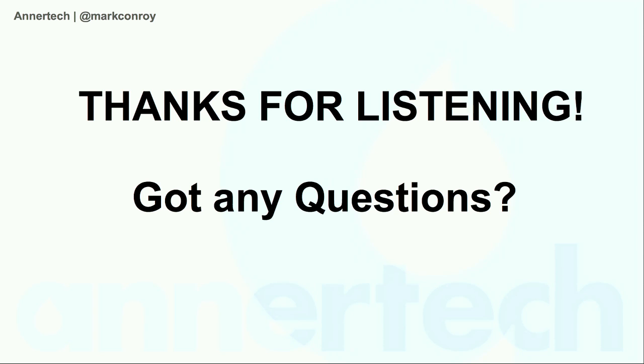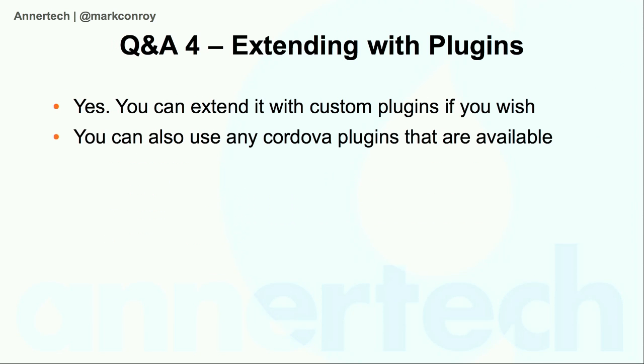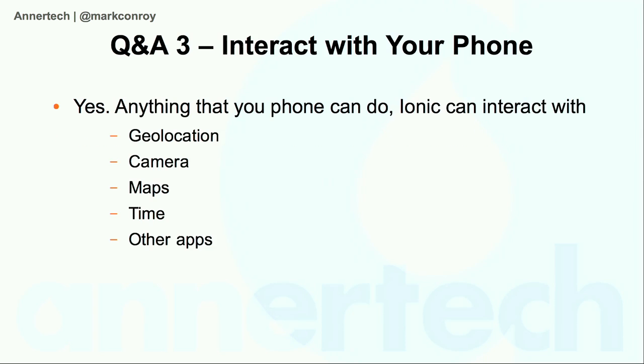You can do that. There's a project called ng Cordova, which has a bunch of plugins: if connected, show this; if not connected, do something else. So you can have a fallback. If you need to extend, you can create your own plugins. And if you want this kind of offline functionality, any Cordova plugins that are available, you can use inside your app.